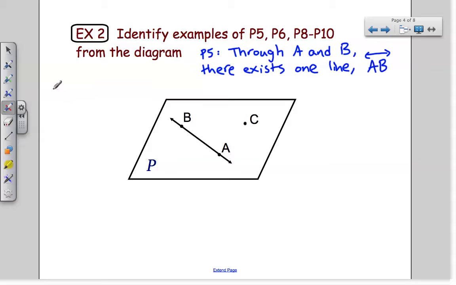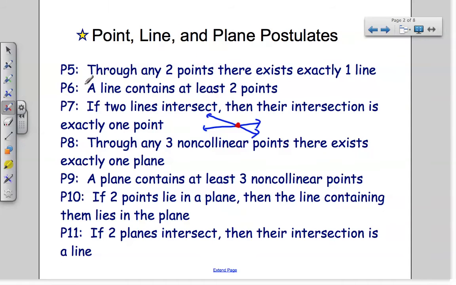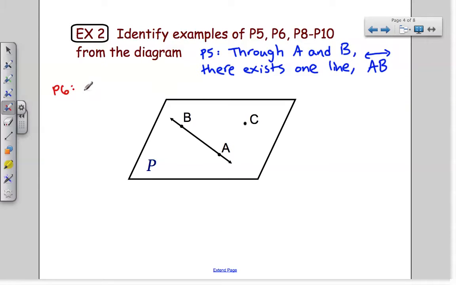Postulate 6. Postulate 6 says a line contains at least 2 points. So I need to find a line that has at least 2 points. And I could say line AB contains, and I'm going to list those 2 points because I have to say it contains at least 2 points. It contains points A and B. There we go, I listed those points.